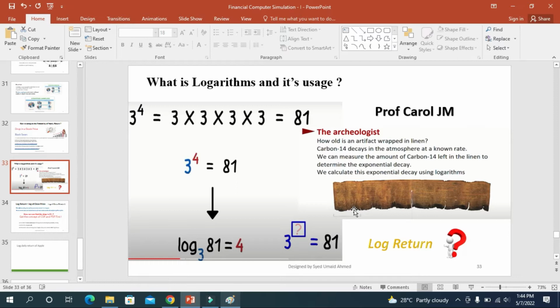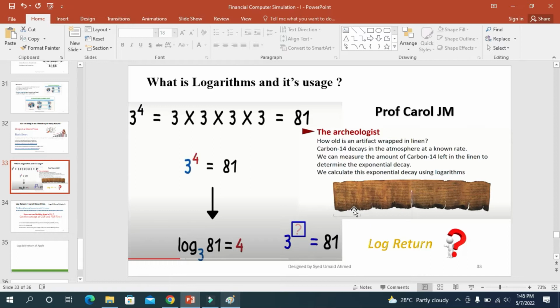Professor Carol JM on her YouTube channel told us that we can find how old an artifact is, how old this writing is which is wrapped under the paper, under the fabric of linen. So carbon 14 is found from this artifact which is wrapped and found from the site which is thousands of years old.